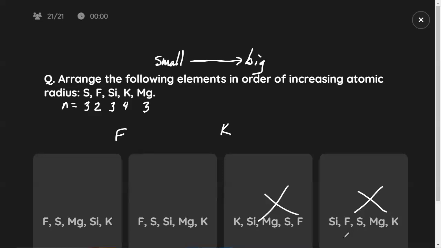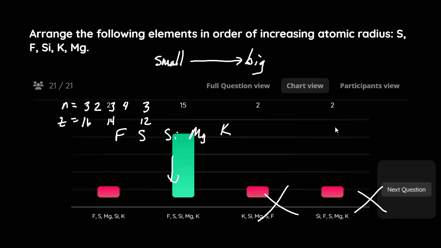From here, it comes down to, again, what is my atomic number? So for sulfur, it's 16. For silicon, it's 14. And for magnesium, it's 12. The bigger the number, the smaller it's going to be. So sulfur would be next, followed by silicon, followed by magnesium. That gives us the second option as the correct answer. And most of you got that. Good job.